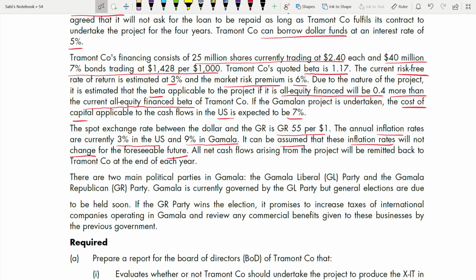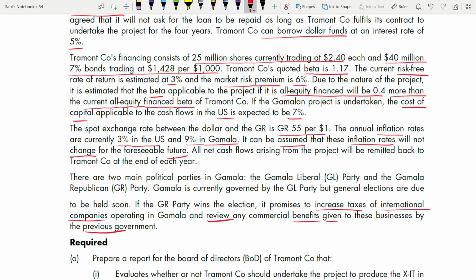So there are two main political parties, the Gamala Liberal Party and the Gamala Republican Party. Gamala is currently governed by the GL party, but general elections are due to be held soon. If the GR party wins the election, it promises to increase taxes of international companies operating in Gamala and review any commercial benefits given to this business by the previous government.